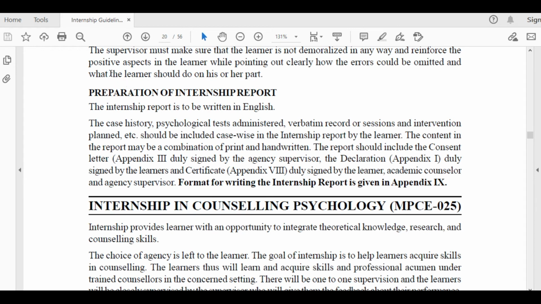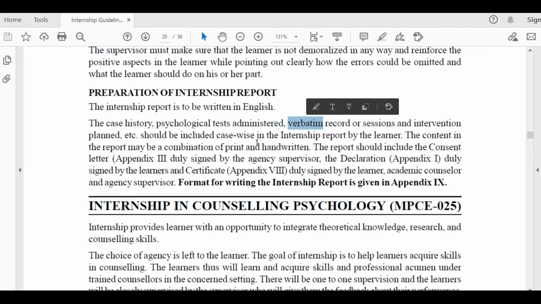After reading all the details above, that is for MPC 015 clinical psychology, the preparation of the internship report, they have written what all you need to mention. It should be in English. Case history, psychological tests, that is the MSE if you have performed.